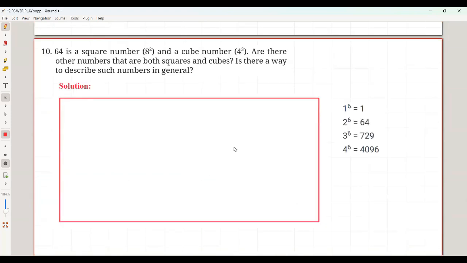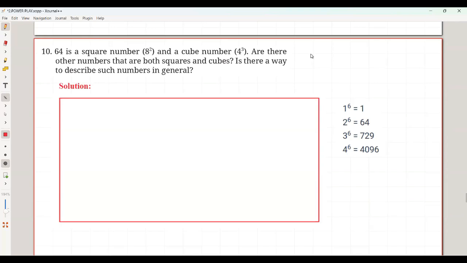Question number 10: 64 is a square number, 8 square, and as well as a cube number, 4 cube. 64 is both a square number and a cube number. Are there other numbers that are both squares and cubes? Is there a way to describe such numbers in a general way?